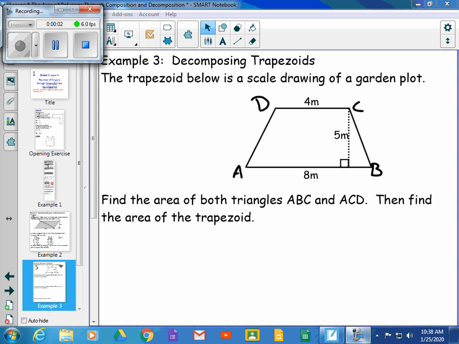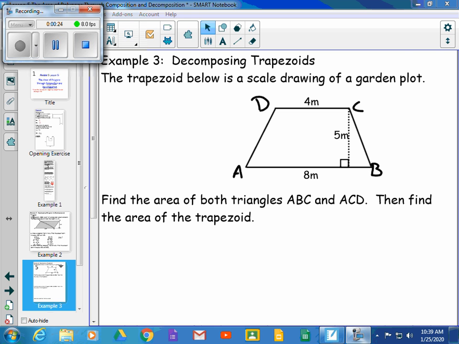Now let's look at example number 3. In this example, we're going to be finding areas of trapezoids. The trapezoid has an equation to find the area, but it is a rather complex equation to remember. So what I like to do is to decompose it into shapes that I do know, like triangles and rectangles, and then put it together to find the area of the trapezoid.